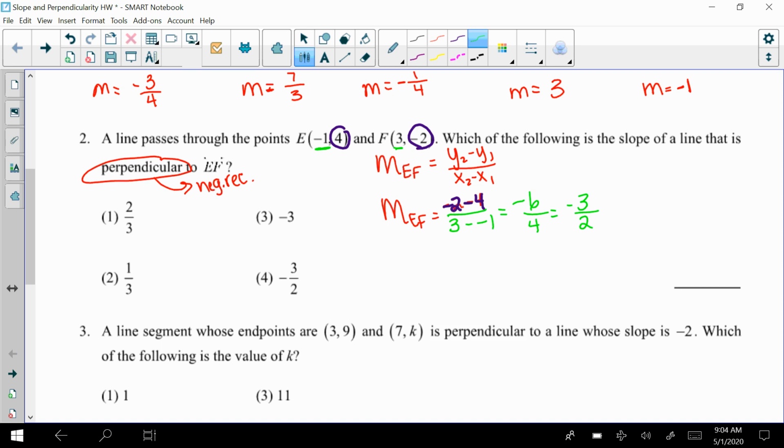So I want to know what is perpendicular to that. Notice they put this as a choice, as a trap. The slope perpendicular, this is the symbol for perpendicular, would be 2/3, right? Opposite reciprocal. Flip it and switch the sign. This should be choice 1.